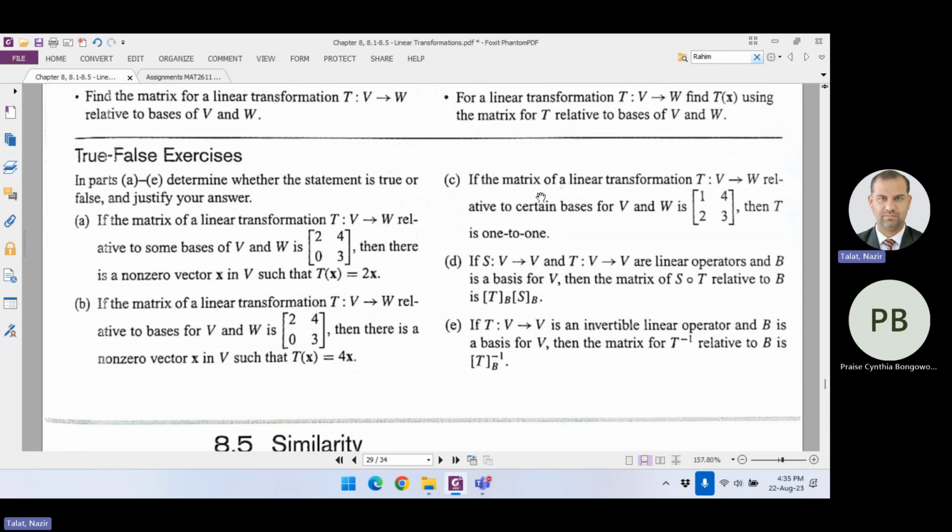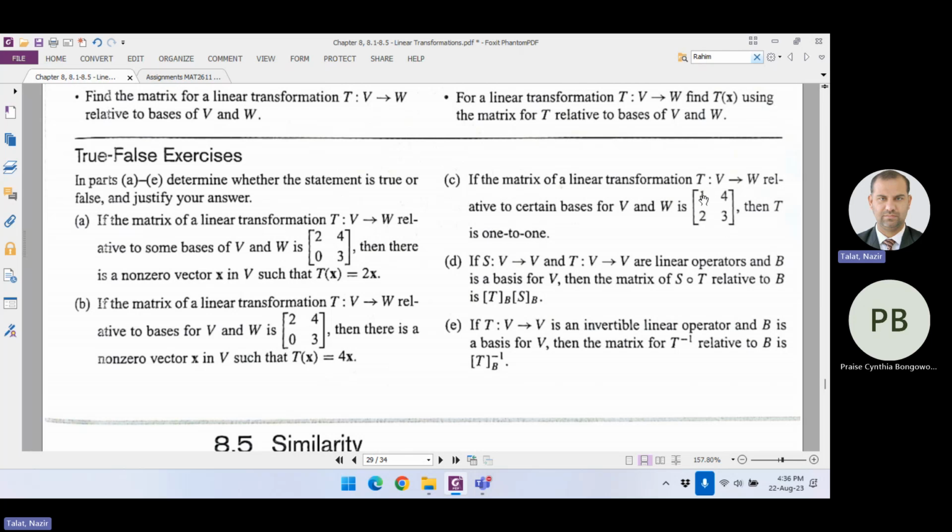And if the matrix of a linear transformation T from V to W, relative to certain bases for V and W, is equal to [1, 4; 2, 3], then T is 1-1. We know that behind the linear transformation there is a standard matrix, and if that matrix is invertible, then T is also invertible, so T inverse exists or T is 1-1. And we know how to check whether a matrix is invertible or its inverse exists: just take its determinant. If the determinant is non-zero, then it's invertible.